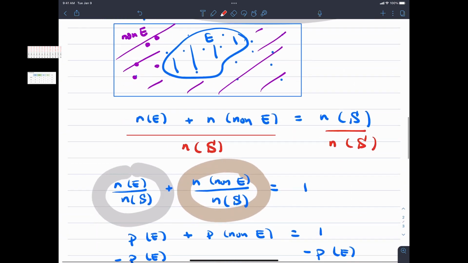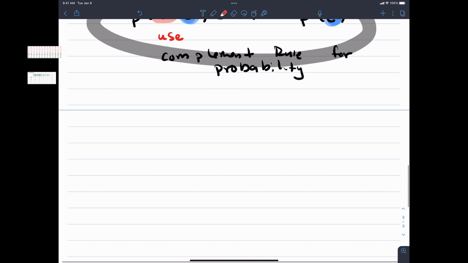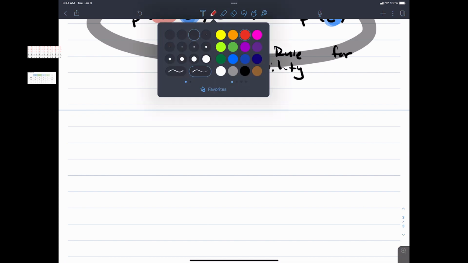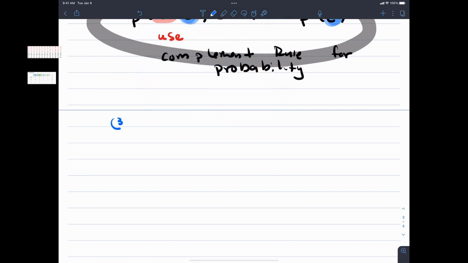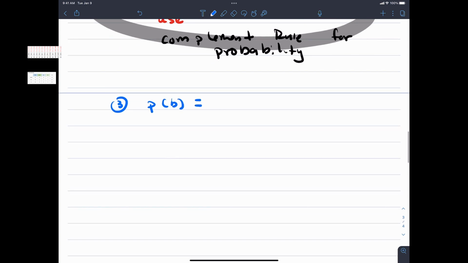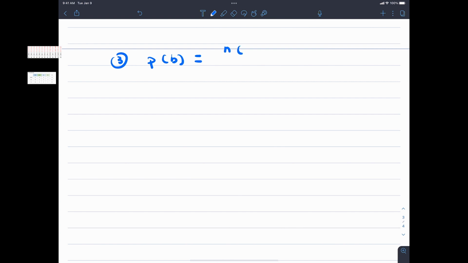So let's look at number 3 now. Here we go. Number 3. Probability of selecting a boy. What's that going to be? By definition, number of boys out of the total. Is that right?